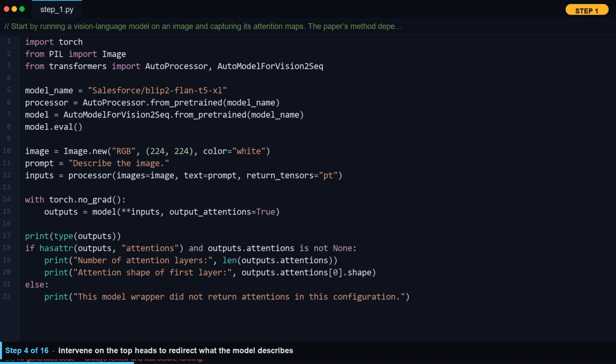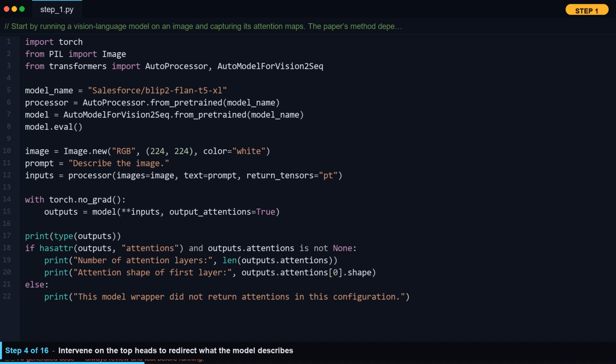This matters because the paper's method depends on attention in the language backbone lining up with the region currently being described. So at this stage, we are not changing behavior yet. We are only checking whether the model exposes the right signals to work with.